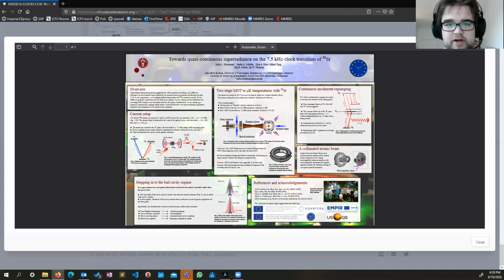And also we're implementing a scheme for continuous repumping, because the current scheme we have right now, we only have one laser pulse, which means that each atom only takes part in the lasing process once. But if you continuously repump them, you'd be able to get more lasing cycles out of each atom.